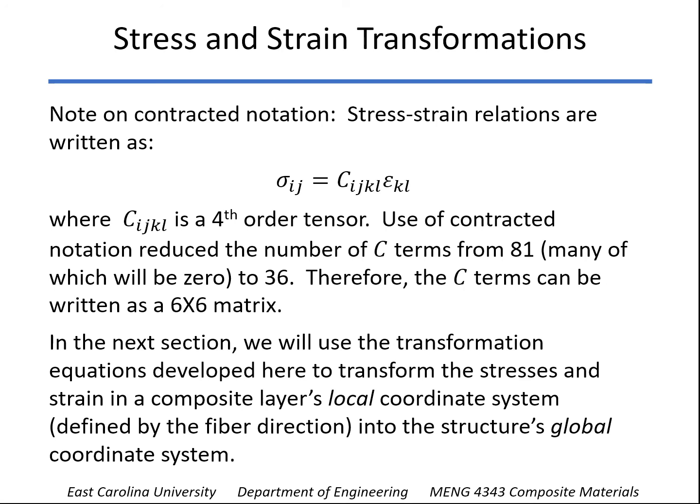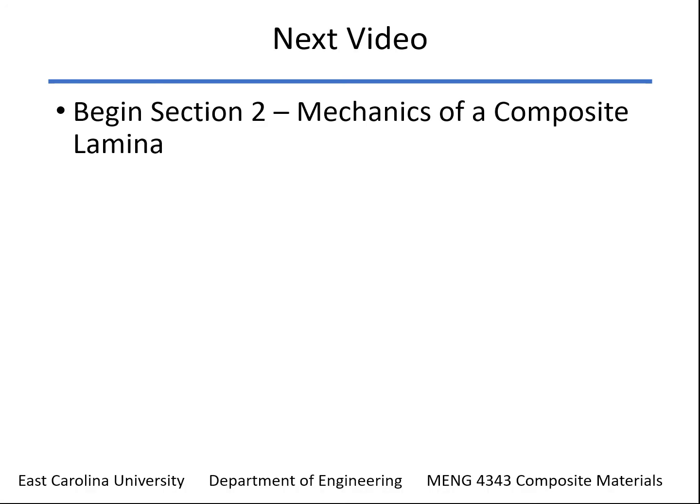Next section, we're going to use the transformation equations, and we're going to look at stress and strain in a composite's local coordinate system, which we define by the fiber direction, and whatever structure we have, their global coordinate system. So we'll finally get into a little bit of composite mechanics as we begin section 2, the mechanics of a composite lamina.